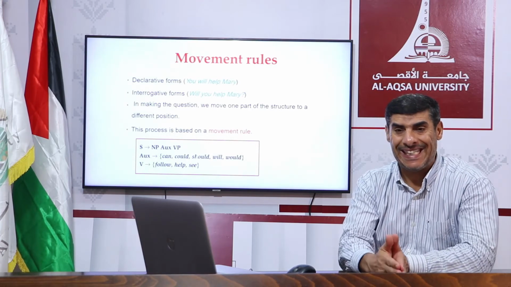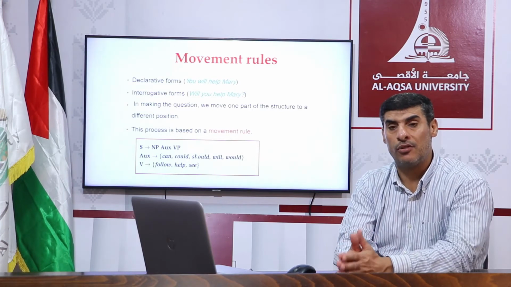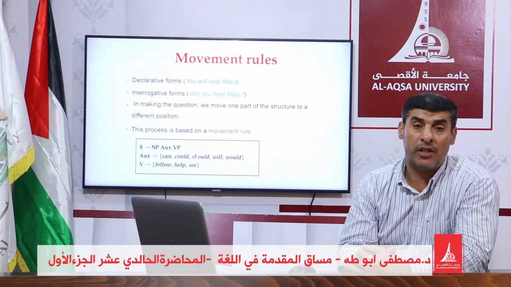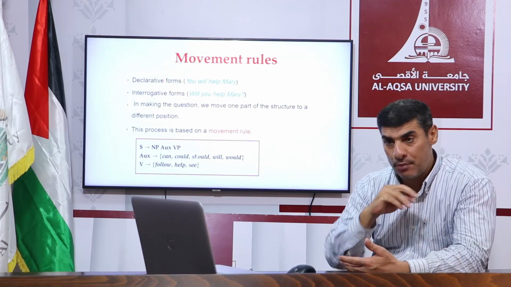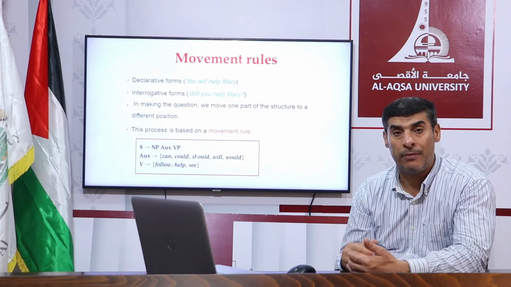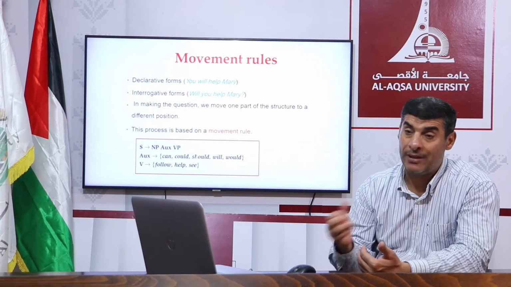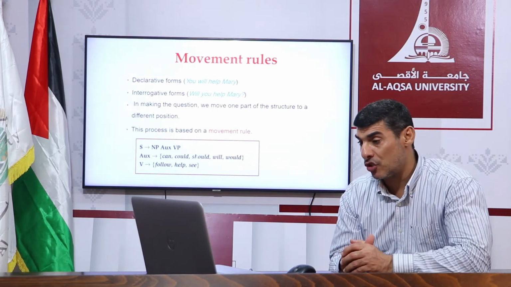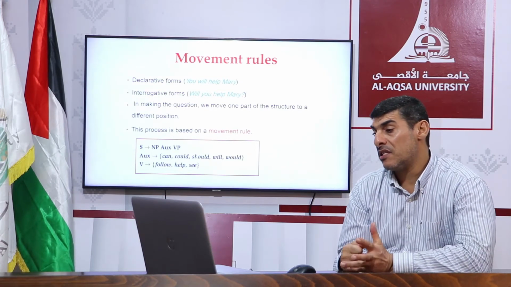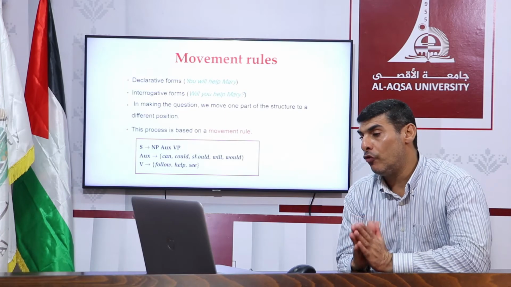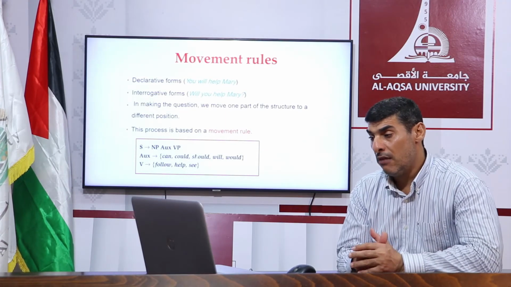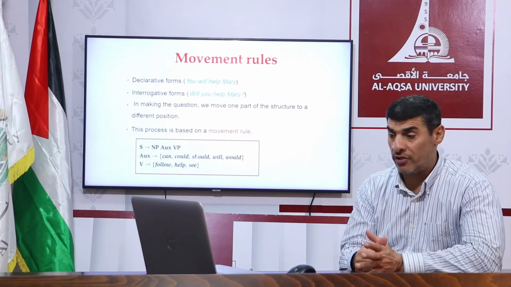If I say Inas can play tennis, so can Inas play tennis? So the subject is inverted here. We change the position of the subject and we move the helping verb, the modal verb, to the beginning. So, can Inas play tennis? Can I have a cup of tea? And so on. This process is based on a movement rule, and we call this movement rules, or some people call it generative grammar.